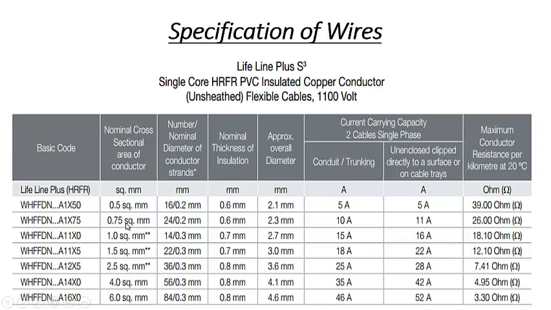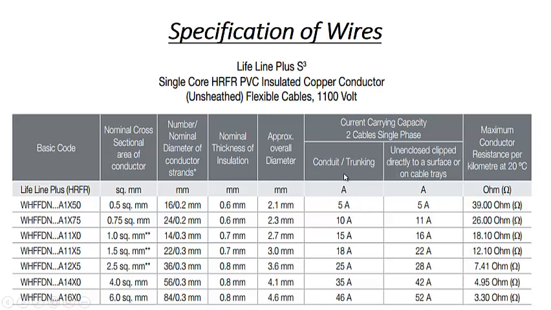For example, if we have a wire whose dimensions, that is cross area, is given as 0.5 square mm, in this case the number of strands will be 16, and the diameter of the conductor strand will be equal to 0.2 mm. The insulation thickness will be 0.6 mm. Overall diameter will be 2.1 mm. So its conduit or trunking current rating will be equal to 5 ampere.